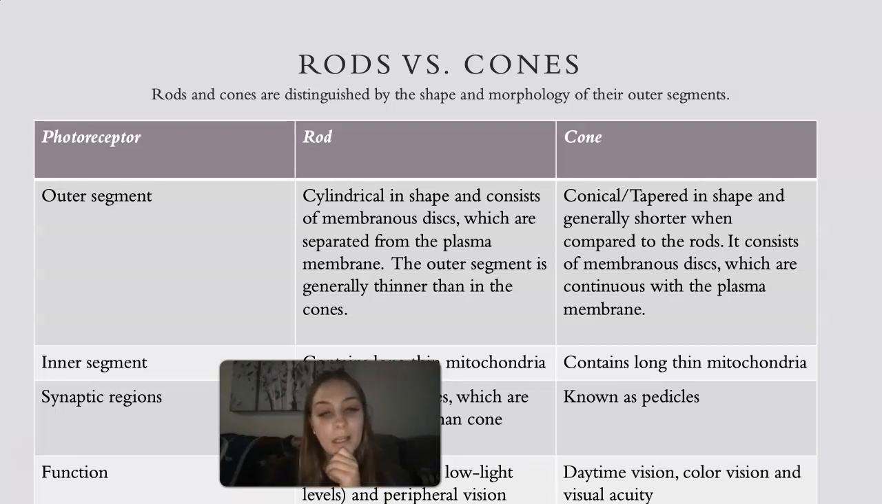In the inner segment, it contains long thin mitochondria for both the rods and the cones. And the synaptic regions, also known as spherules in rods, are generally smaller than cone terminals. In cones, they're known as pedicles. The function of the rod is for scotopic vision, so in low light levels, and peripheral vision, so our side vision. And then the cones are important for daytime vision, color vision, and visual acuity.